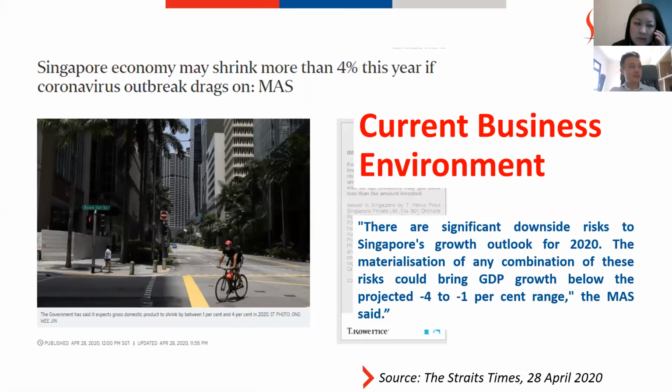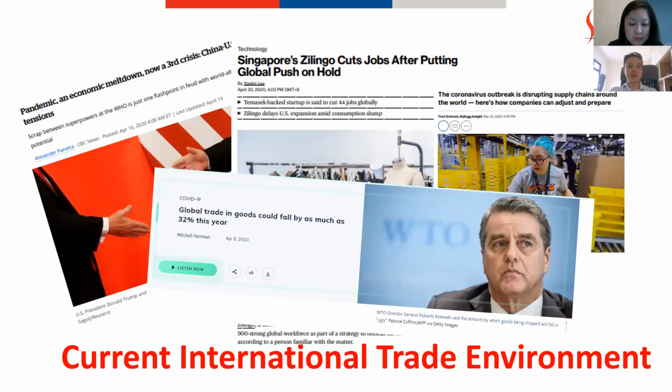So I mean the current business environment is challenging. I think not only for those of us who are staying back home. Singapore's GDP growth is looking to shrink at close to -4%. The situation is not any better globally. Furthermore, this is against the backdrop of already quite volatile trading relationships between the two largest economies and challenges to the rules-based multilateral trading system.